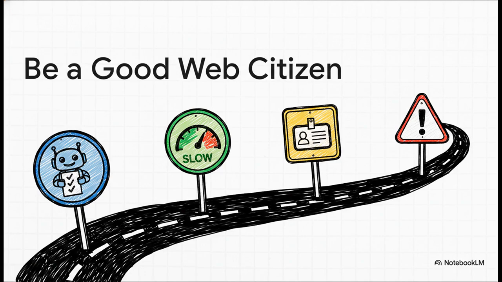Always check a site's robots.txt file. It's their rulebook for what you can automate. Don't hammer their server with rapid-fire requests. Add small delays. It's also good practice to use headers to identify your script. And finally, write your code to handle errors, because websites are always changing. Being a good web citizen ensures your scripts run smoothly and don't get you blocked.